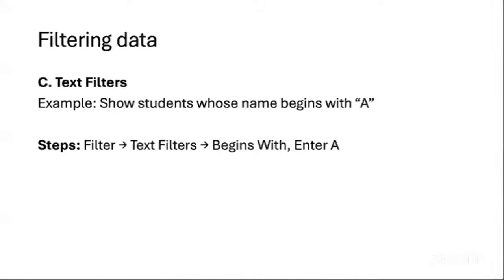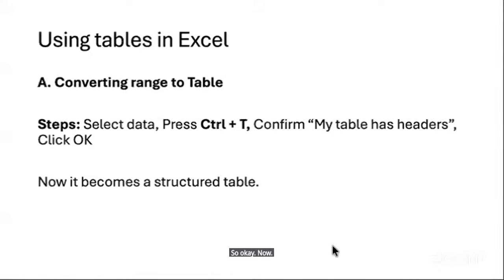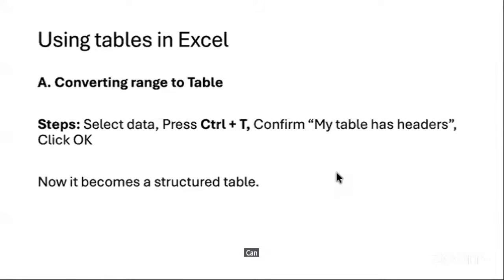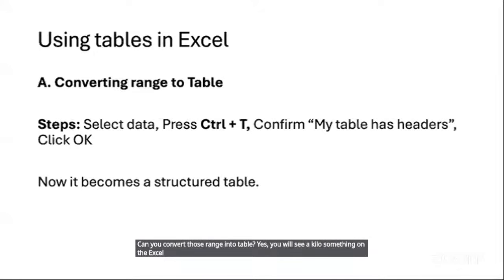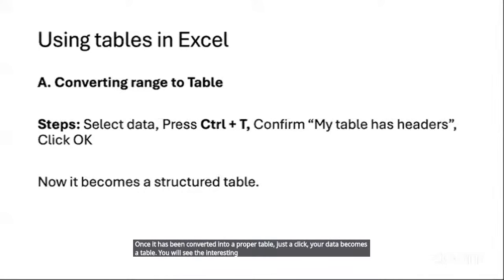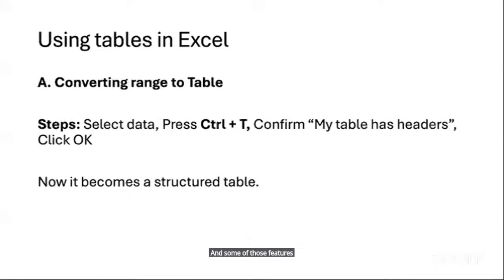So, okay. Now, using tables in Excel, this is also a very exciting one for you. That is, you have your data on your Excel. Can you convert that range into a table? Yes. You will see, there's something on Excel that is already a table, but no, you will see the difference. Once it has been converted into a proper table, just a click, your data becomes a table. You will see the interesting features that will now appear that you can use to play around with your table. And some of those features are what, if you don't know, you need to cram the formula, but here you have it already. Sort, it will sort.